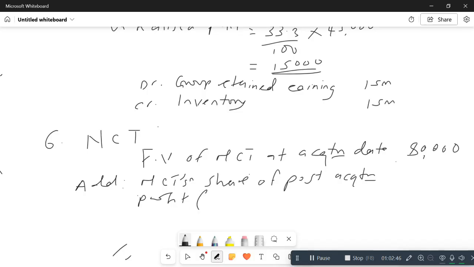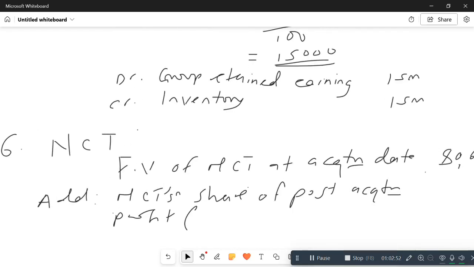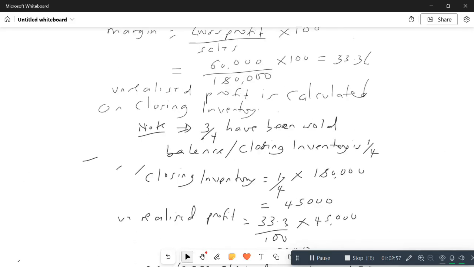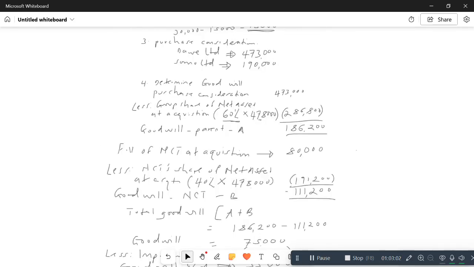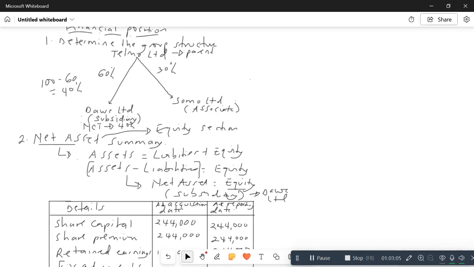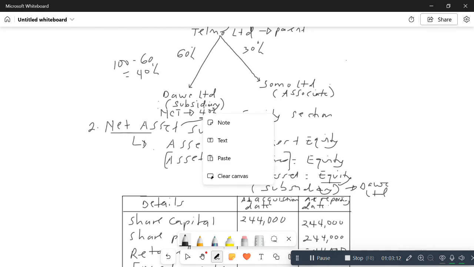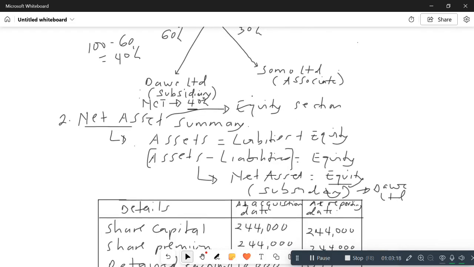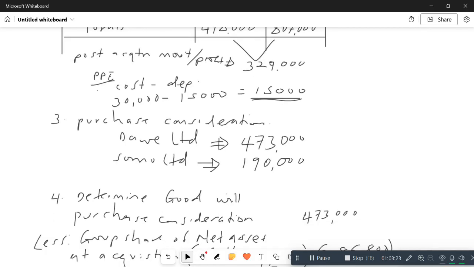Don't forget, our NCI was, let's check. Where did you find our NCI? Was it step number 1? Yes. On step 1 here, it is very clear. The NCI was 40%. So we're going to take 40% of post-acquisition profit. And the post-acquisition profit is here, 329,000. So let's try to do that very fast.